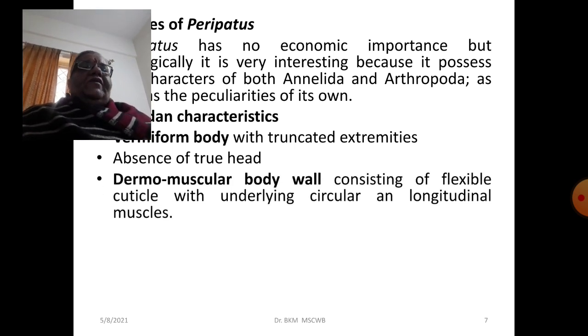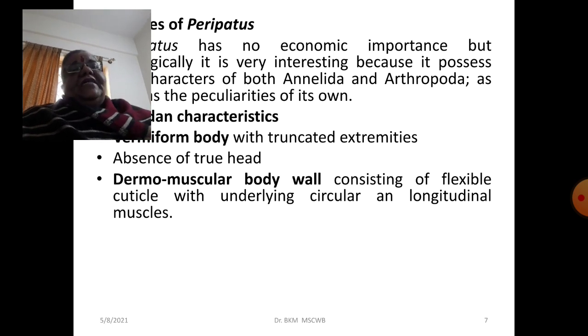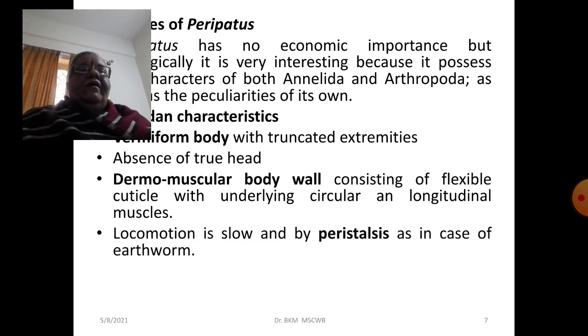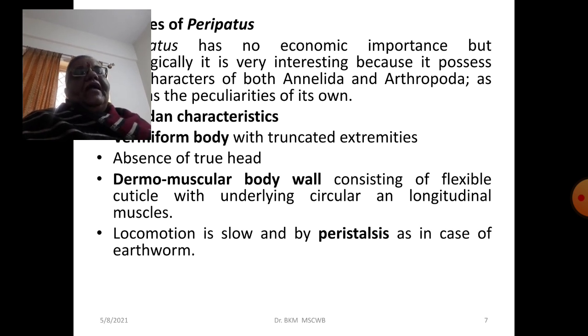And then dermomuscular body wall consisting of cuticle, all that I have told you, muscle layer, etc. So it is an annelidan character, but since there are subtle minor differences, it becomes a unique character, unique feature for the genus. Then locomotion is very slow and by peristalsis, as you see in the case of earthworm.